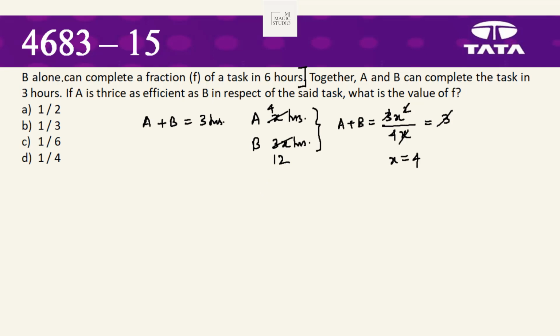What is the value of F? What was F? B alone can complete F of the task in 6 hours. That means F is equal to 6 by 12. B can complete the entire work in 12 hours. In 6 hours, B would be completing half of the work. Option A is the pick.